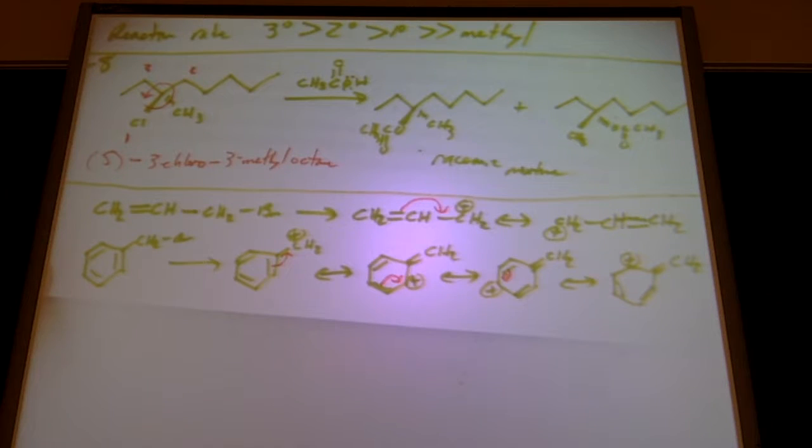SN1 reactions take place more rapidly in polar solvents than in nonpolar solvents. Polar solvents tend to stabilize the carbocation intermediate. So in this case, remember SN2 was polar aprotic. Here it just has to be polar, so polar protic solvents work well.